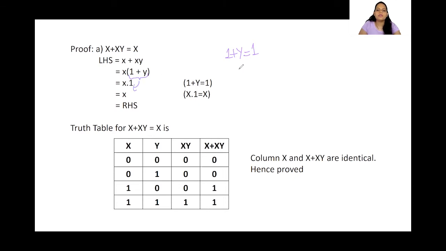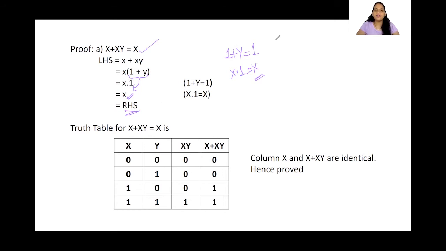And from the law of the AND operation, whenever I do an AND operation of any Boolean variable with 1, I will always get the variable. So x and 1 becomes x, which is nothing but my right hand side. Hence, this is proved. I hope this is clear to you all.